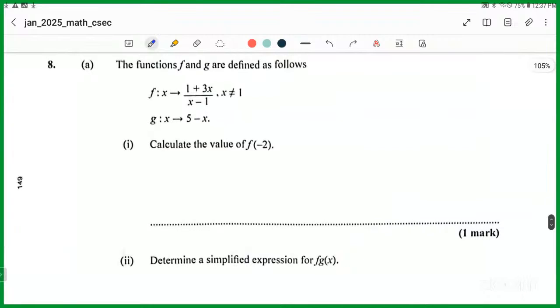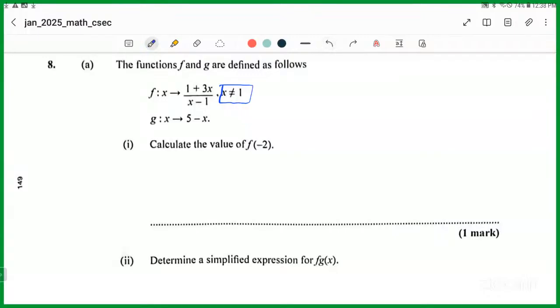This question says the functions f and g are defined as this. Now notice for this function that has x not equal to 1 and the denominator, look right here. So I put x not equal to 1, because x equal to 1 will cause it to be undefined. It will cause the denominator to be 0. That's why they put x not equal to 1. Meaning 1 cannot be in the domain.